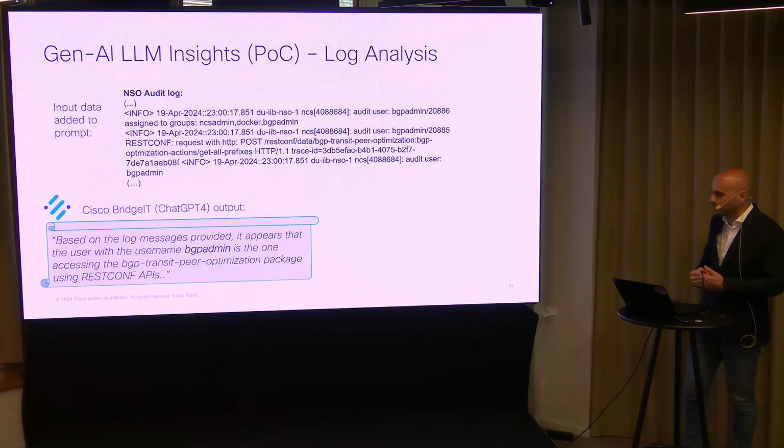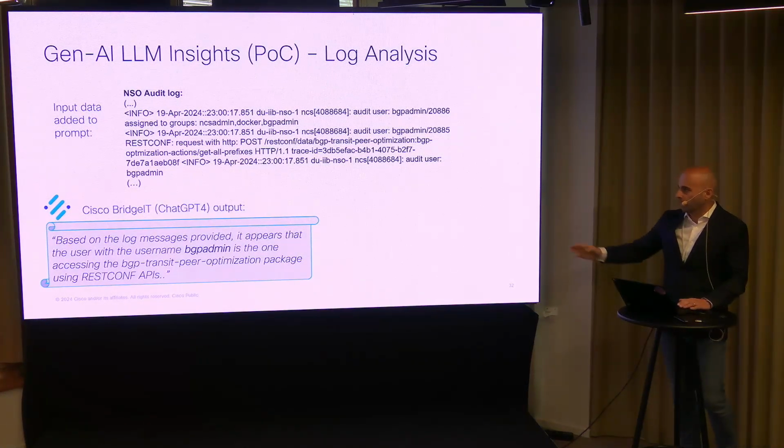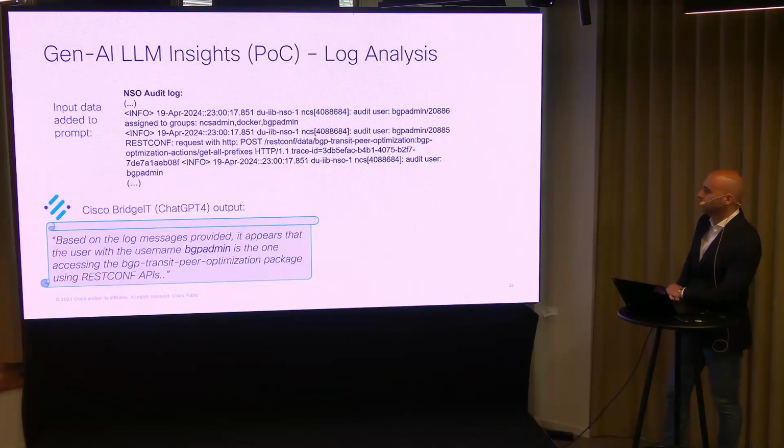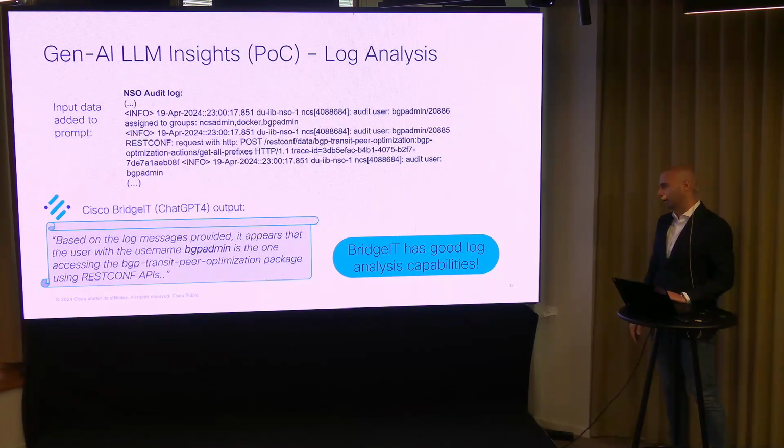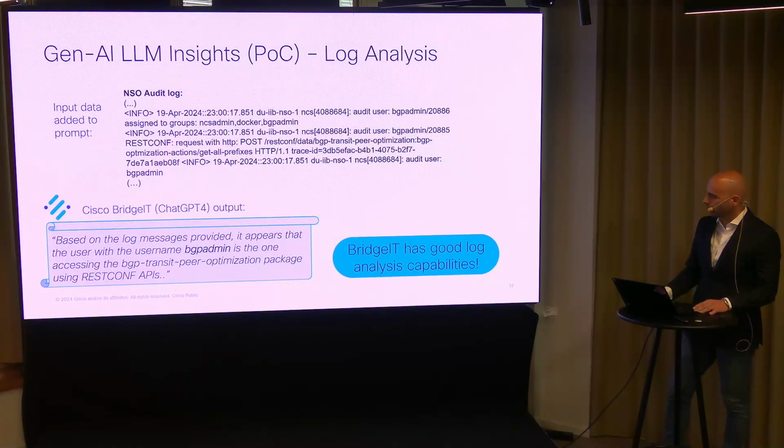I want this to come directly to me through WebEx. And the output was, as you can see here, based on the log messages provided, it appeared that the user with a username BGP admin is the one accessing BGP transit peering optimization package using RESTCONF APIs. So this is exactly correct. And again, this was a proof to us that Bridge IT is good at log analysis as well.